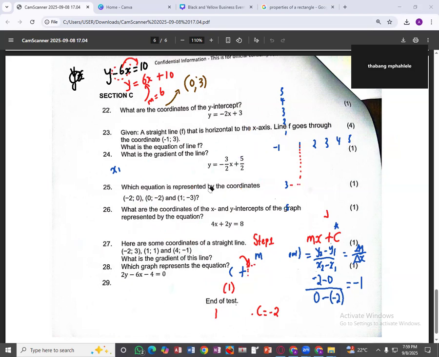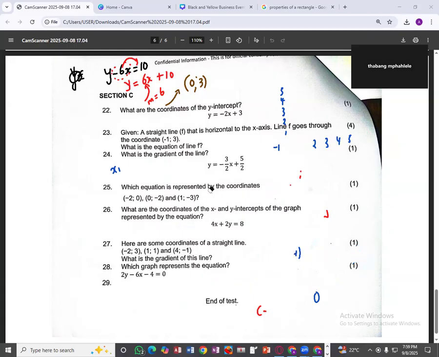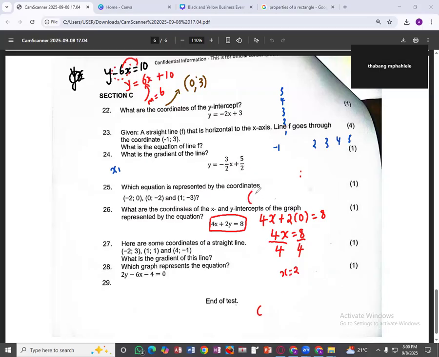What are the coordinates of the x and y intercept of the graph represented by the equation? What are the coordinates of the x intercept? Let's find the x-intercept first. To find x-intercept, you just substitute y with 0. So here, you say 4x plus 2 into, you let your y be 0, equals to 8. So you will be left with 4x. 2 times 0, it's 0. So you are left with 4x equals to 8. You divide by 4 both sides. X is 2. So the coordinates of the x-intercept is 2 and 0.